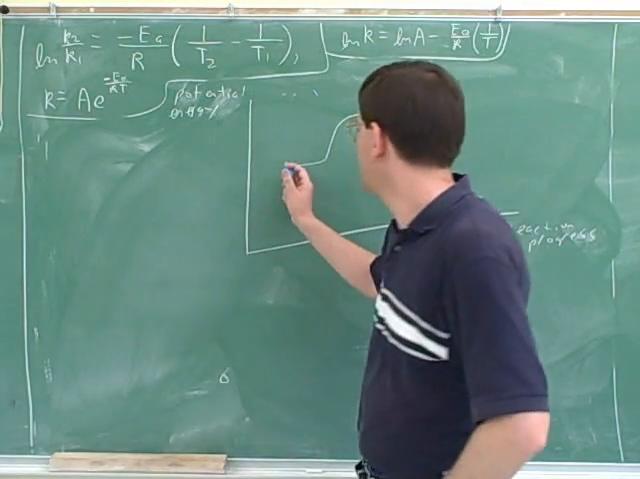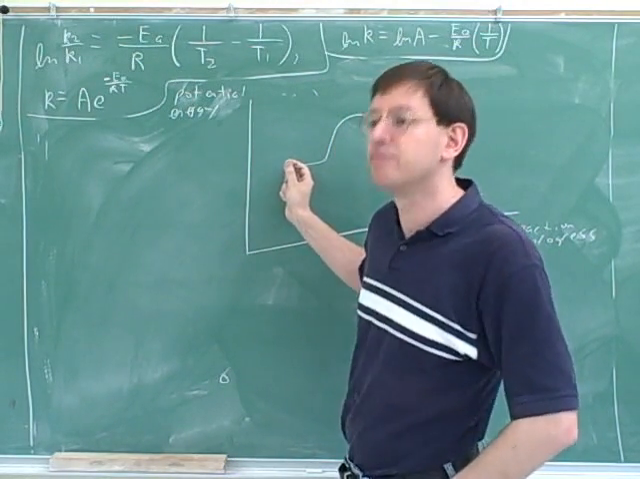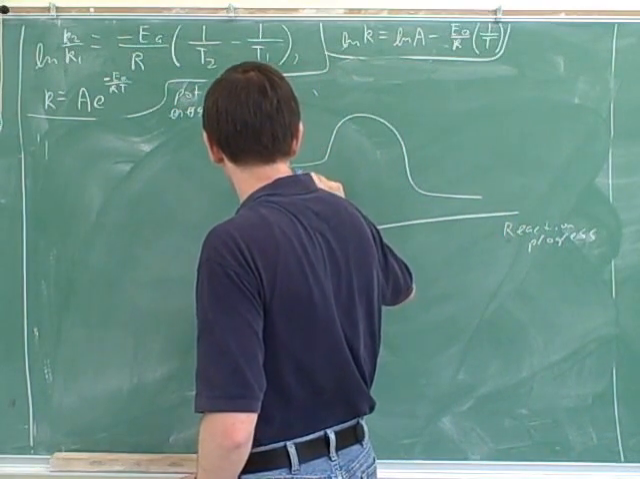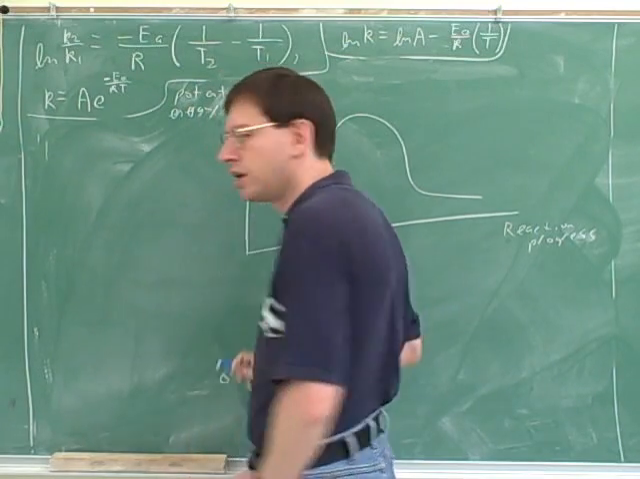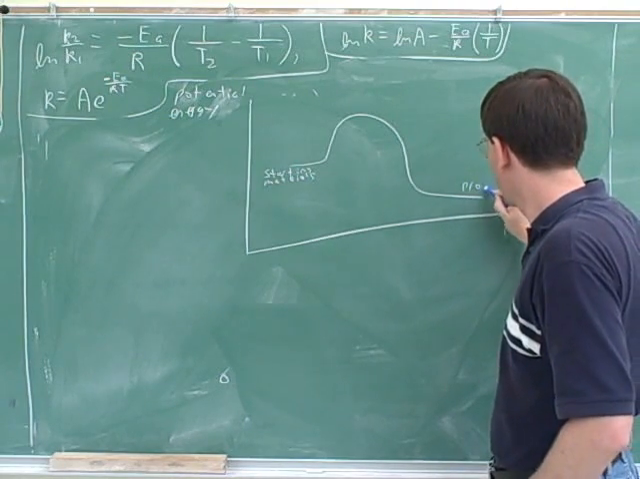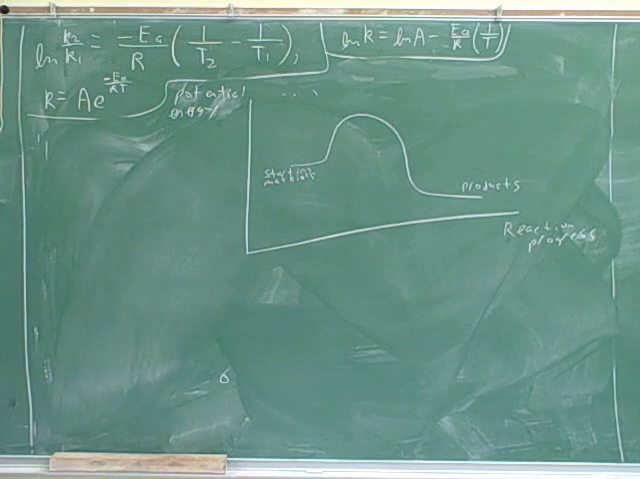Anyone have any ideas how I should label this region of the curve? Reactants. Yeah, starting materials or reactants. So then how should I label this? Right. So is this reaction exothermic or endothermic? Exothermic.